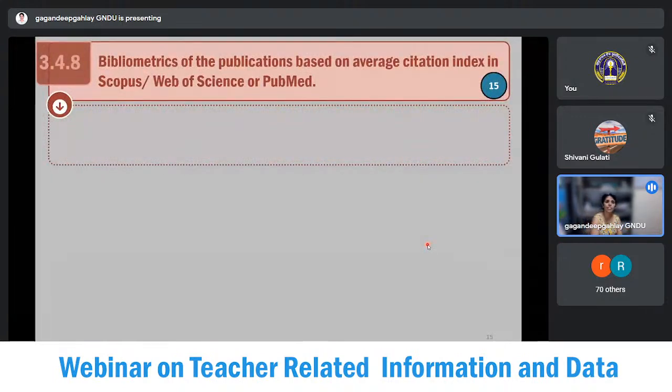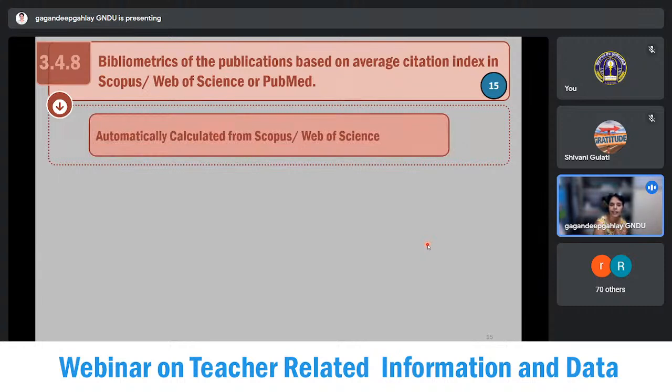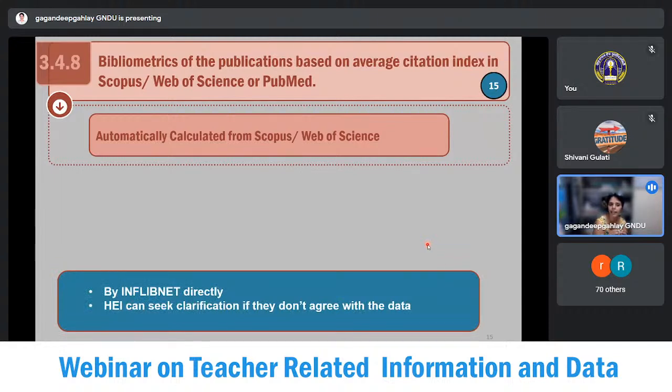Now, the next two questions, 3.4.8, which looks at the quality of the research being done in your institute, is measured by bibliometrics, or the H-index, which will be calculated by the NAAC itself. These are calculated automatically from either Scopus or Web of Science. When these calculations have been done, they are going to send them to you directly from INFLIBNET. And if you do not agree with that data, you can ask them for a clarification.